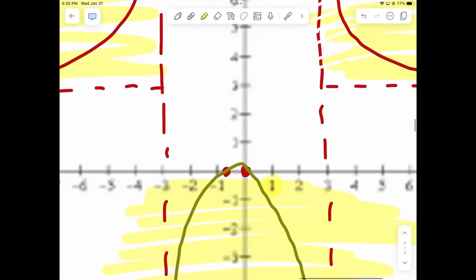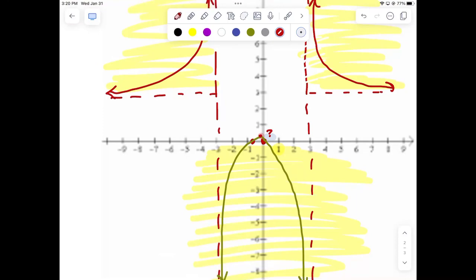But I also get a tiny, tiny little range right here between the x-axis and whatever this high point is right there. I don't know what this high point is. I don't know what the y value is. But I do know that I'm going to get all the y values less than or equal to that y value. So how do we find that local maximum?